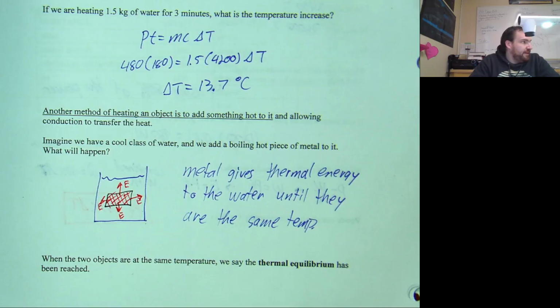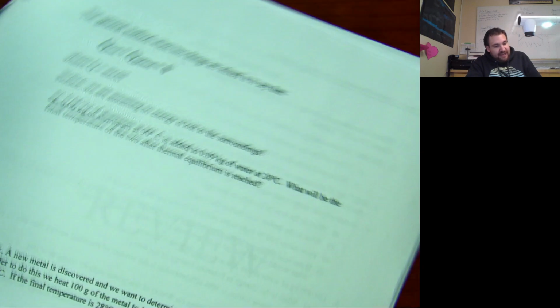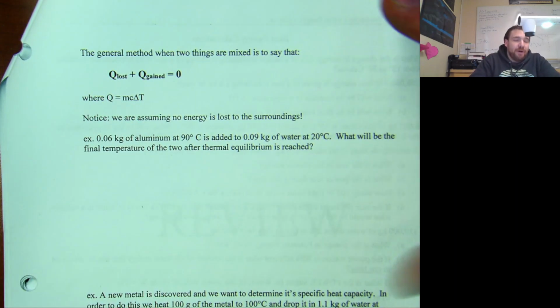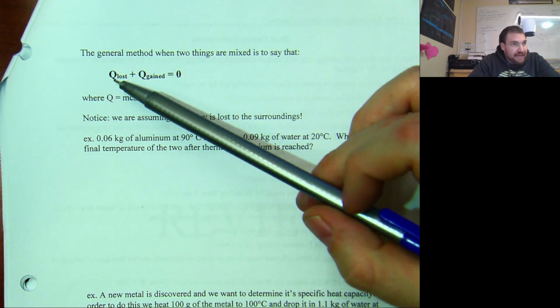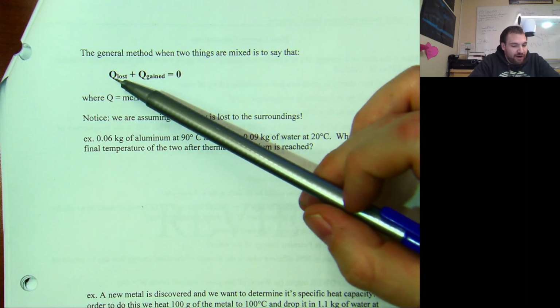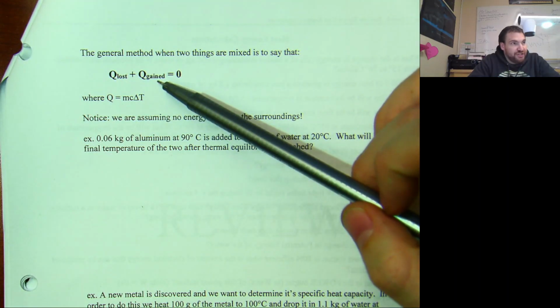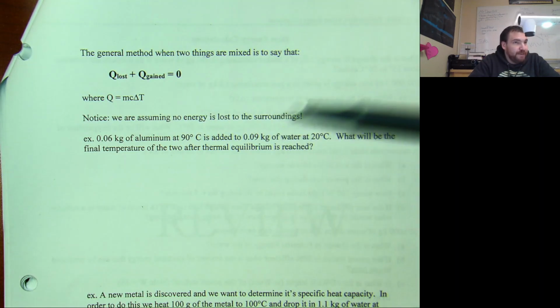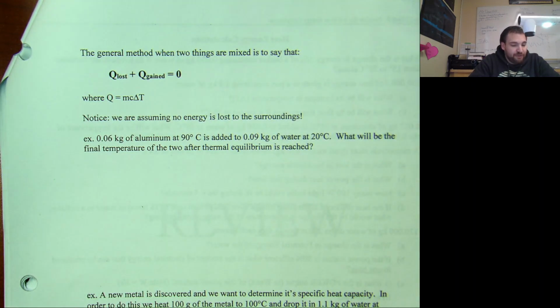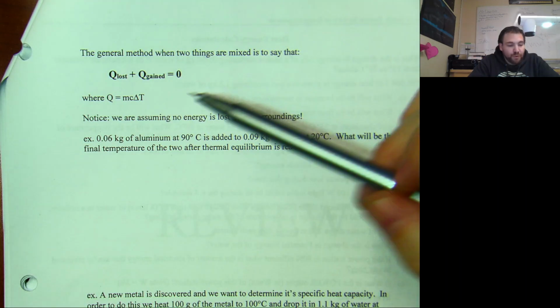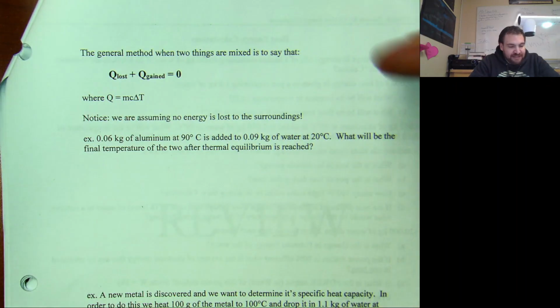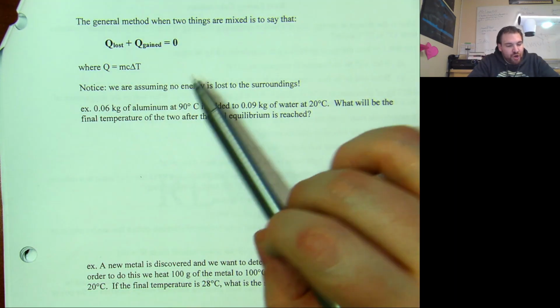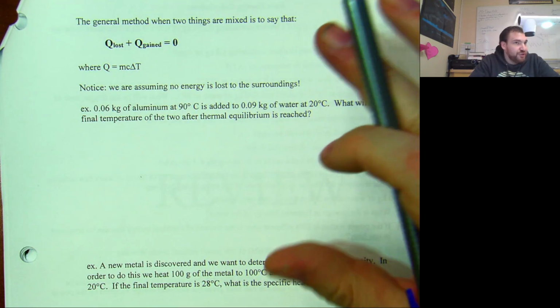The general method for dealing with mixtures like this is to talk about the heat or the thermal energy lost by one object plus the thermal energy gained by the other object. Those two should be equal and opposite, which means when you sum them, they should add to 0, where Q, as before, is mc delta T. And we are assuming that no energy is being lost to the surroundings.